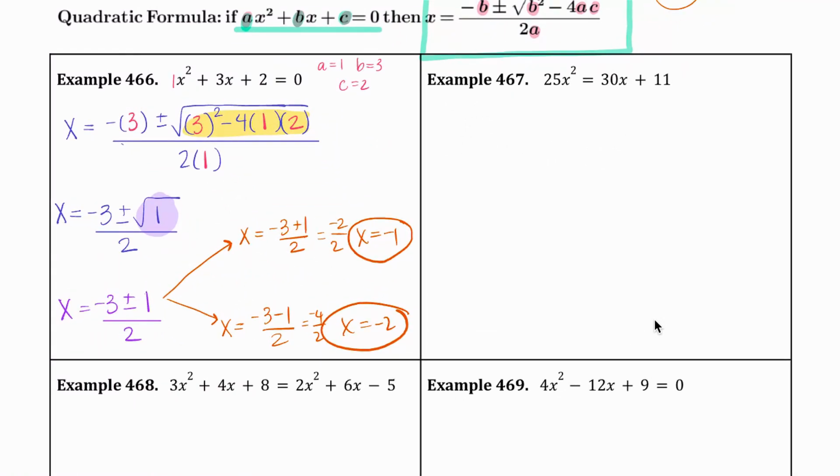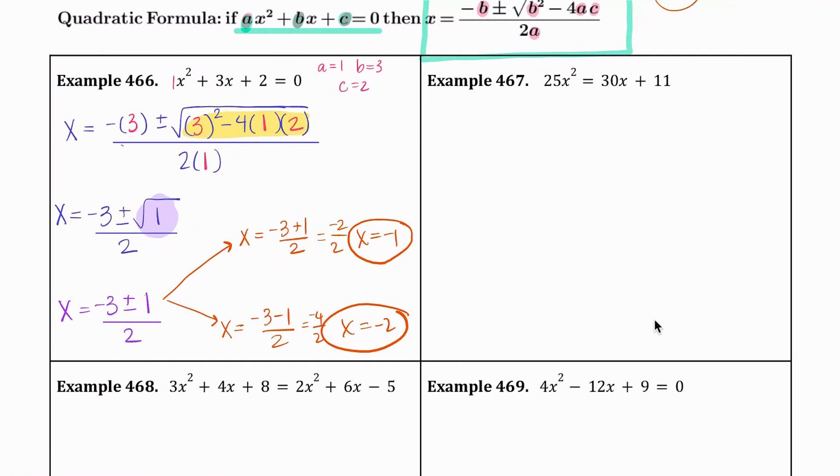But if you ever forget how to factor, or if we get to one that is not factorable, like we'll see in example 467, the quadratic formula is nice because it always works. No matter what the quadratic is, it will always work. Okay, so let's look at one that cannot be factored.